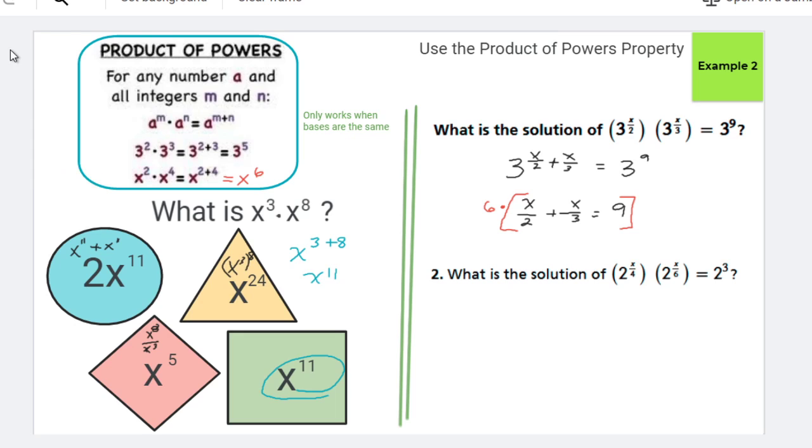And watch what happens. So this is like x divided by 2. So if I'm multiplying by 6 and dividing by 2, I can take the 6 and just divide it by 2. So this turns into a 3x. Now here, I have x divided by 3. So if I'm multiplying 6 to all this, I could do 6 divided by 3. And that gives me 2x. And then here, 6 times 9 is 54.